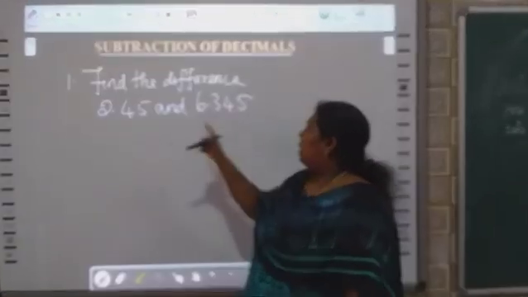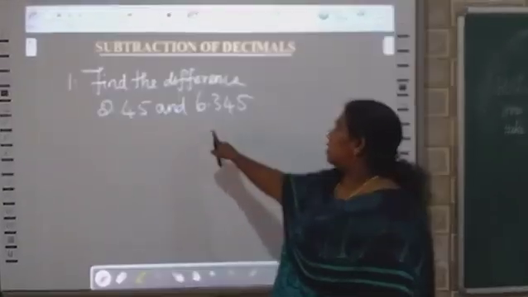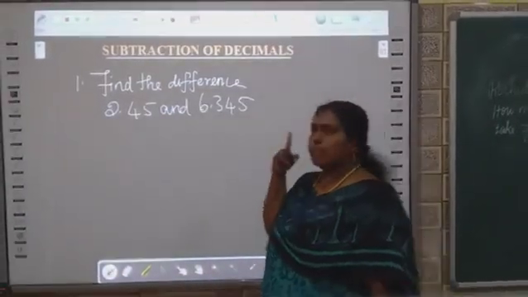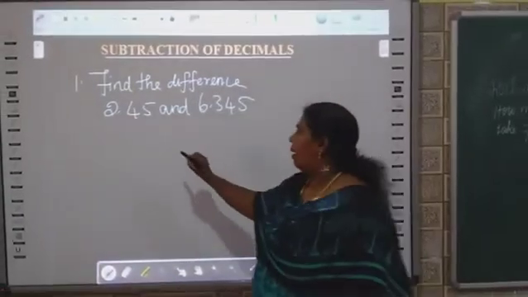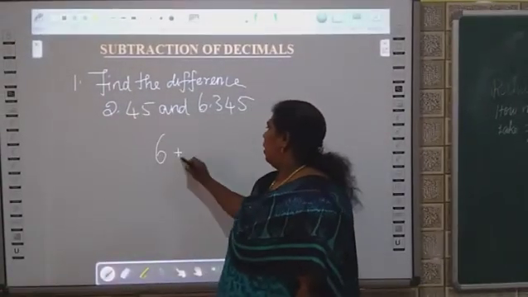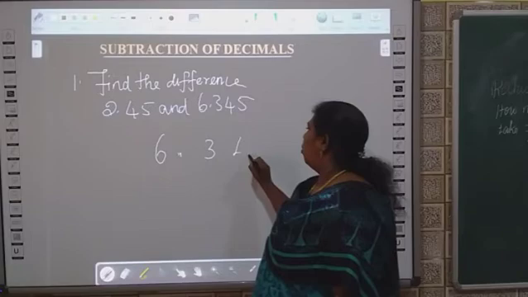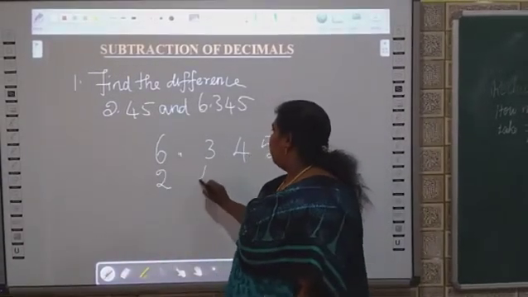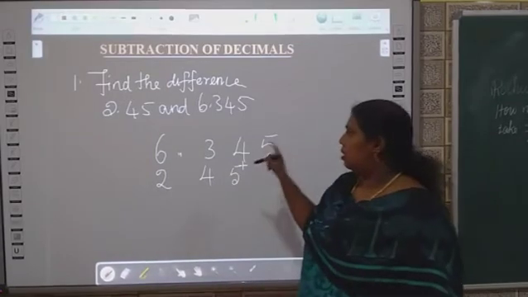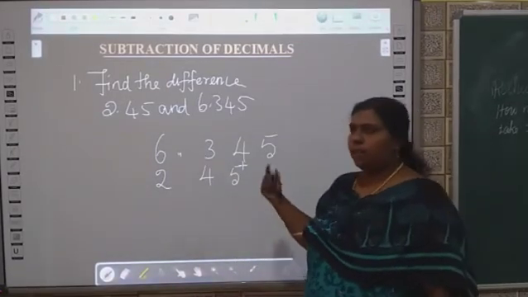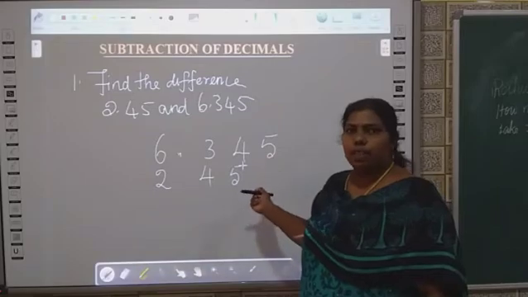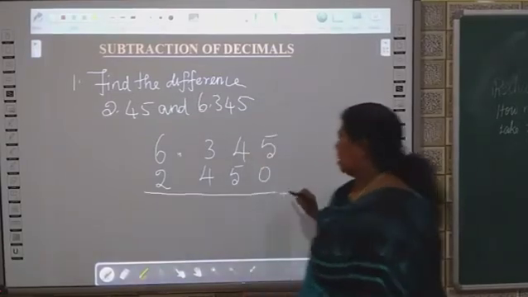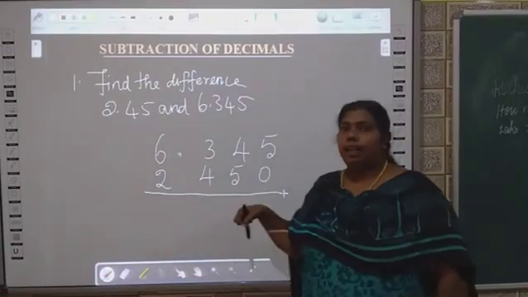Okay, here 2.45 and 6.345, which is the greatest value? The greatest value is 6.345. Then 2.45. Now these two decimals are unlike decimals. Convert. So what we have to do? We have to add 10 here, isn't it? Add 10. Now like decimals. Two decimals are like decimals.